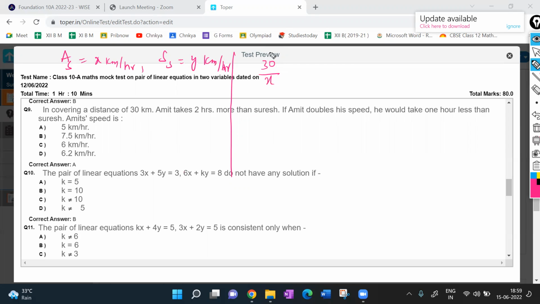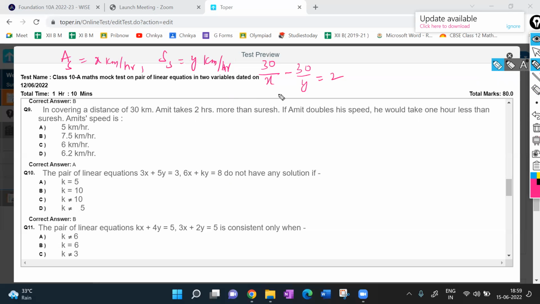Amit's time is 30 by x. If I talk about Suresh, 30 by y is equal to what? Why? Because Amit takes 2 hours more than Suresh, right? Amit takes 2 hours more than Suresh. So if you just consider that statement, I can write it like this.